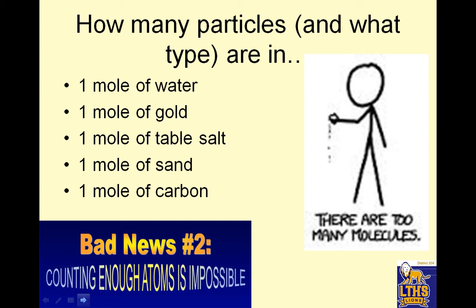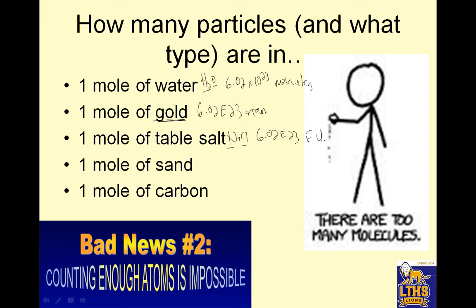How many particles and what type are in one mole of water? Now water is H2O, that's two nonmetals, so there are 6.02 times 10 to the 23rd molecules. Why molecules? Because it's two nonmetals, hydrogen and oxygen are nonmetals. One mole of gold, 6.02 E23 atoms. Why atoms? Because gold is on the periodic table, it's just an atom. One mole of table salt, that's NaCl, all right? So it's going to be 6.02 E23 metal, nonmetal. Formula units.